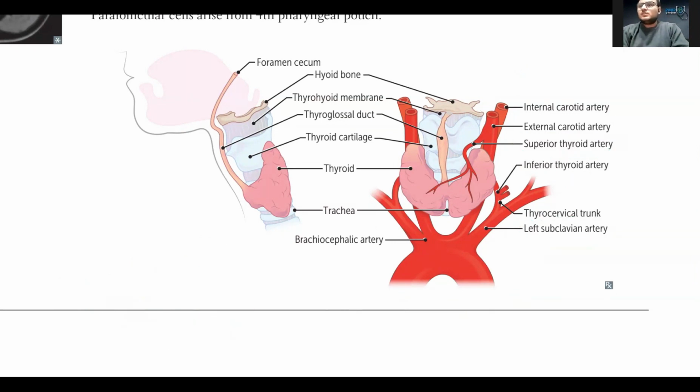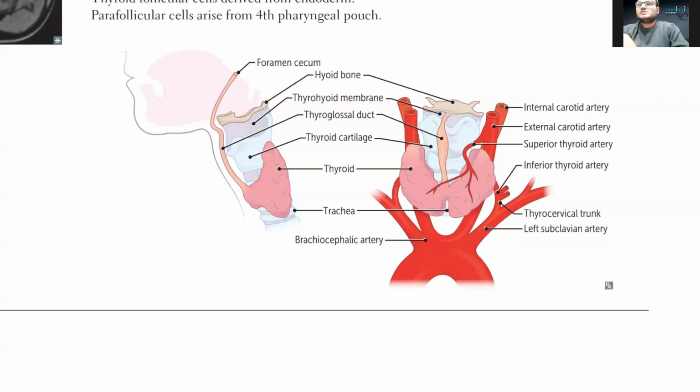Okay, is that clear? So you see in this picture the left subclavian, which gives the thyrocervical. Thyrocervical gives the inferior thyroid, and if we see the superior, it is a branch of the external carotid. Is that clear? So we have discussed the blood supply of the thyroid. Is that clear? Next, we will now discuss a very important concept, that is foramen cecum.